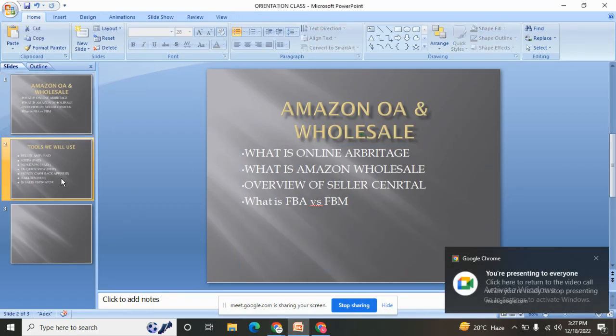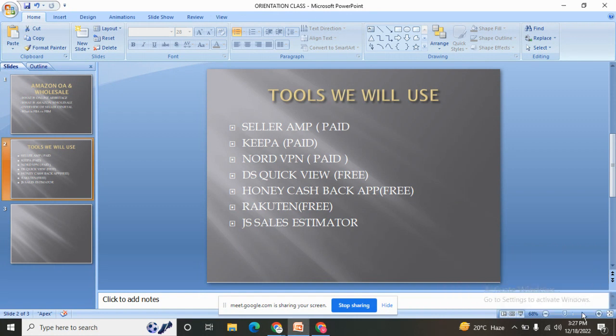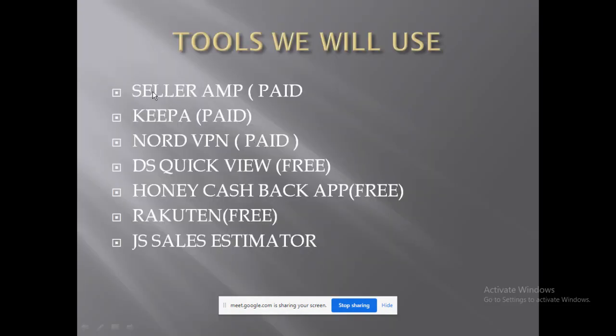In this additional lecture, I will show you the tools we have to use. The first is SellerAmp. This is a paid tool. The second is Keepa. This is also a paid tool. Third is NordVPN. This is also a paid tool. DS Quick View is a free tool. Honey cashback app is free. Rakuten cashback app is free. JS Sales Estimator, for calculating the sales, is free.